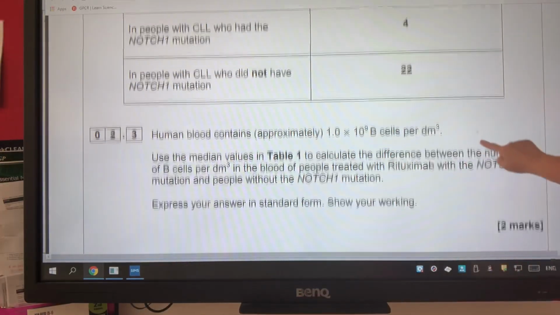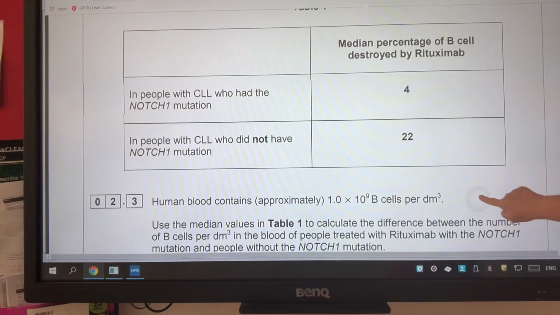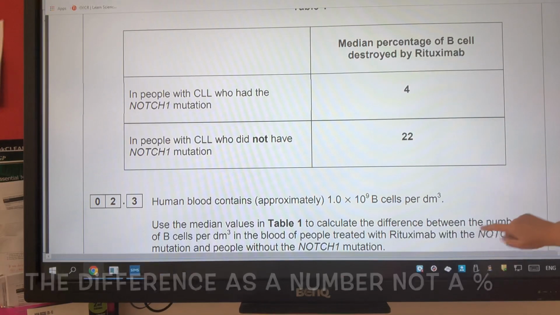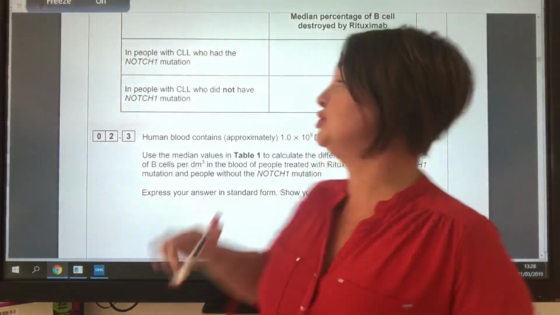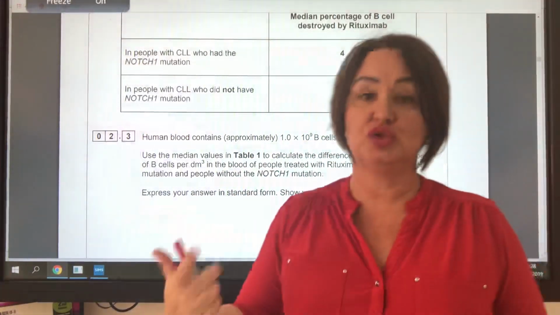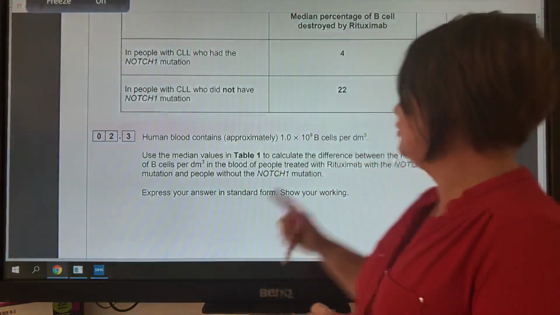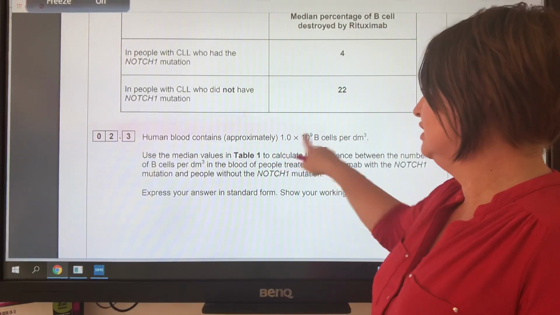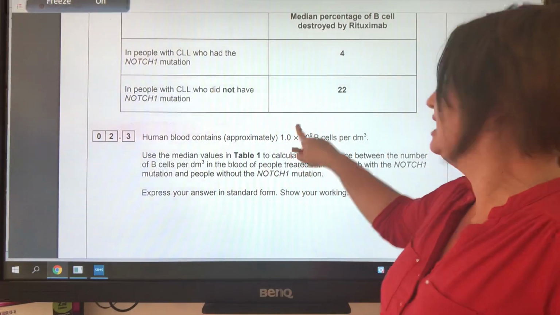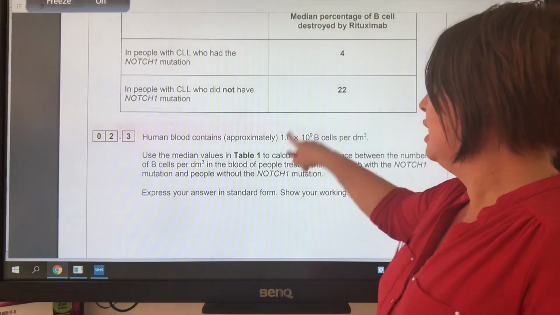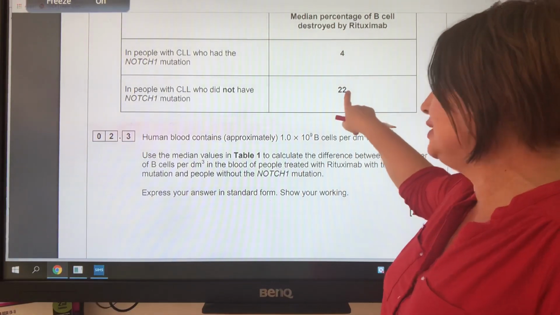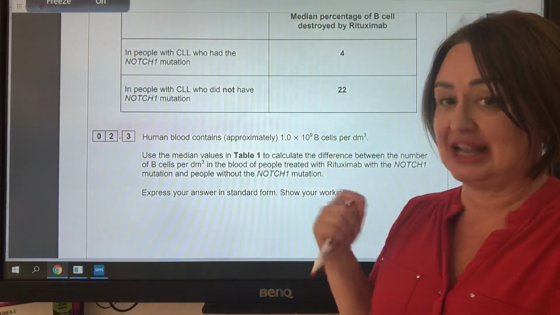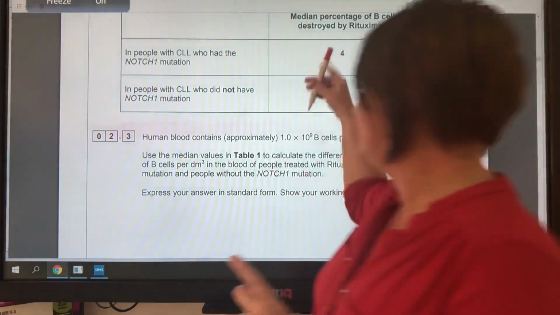So all we need to do is look at the difference between 4 and 22, which of course we know is 18. But if we remember, that's 4% of 1. Let's forget about the 10 to the 9 for a moment. It's 4% of 1, and the difference between that and 22% of 1. So let's take those percentages and put them in as a number.